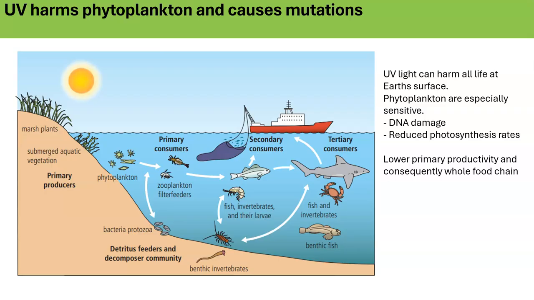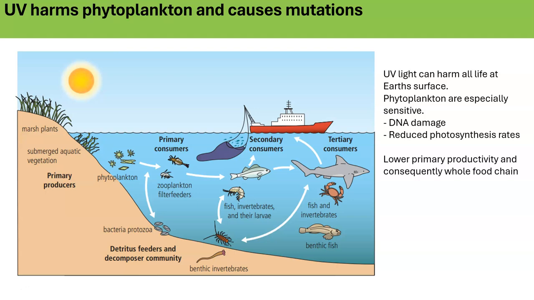So life at the surface of the Earth basically requires the ozone layer. This is also the reason why we think that life didn't form at the surface of the Earth, but rather in deep oceans, because in the ocean the UV light doesn't go down very far. But at the surface of the water, we have phytoplankton, and they are especially at risk from UV light.